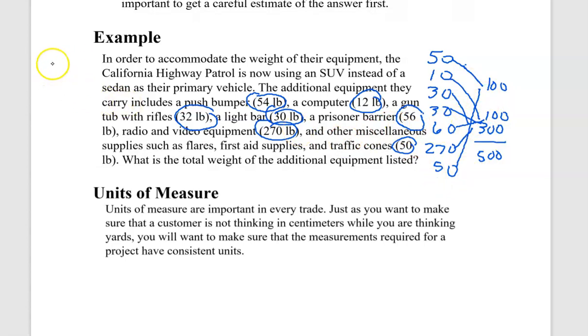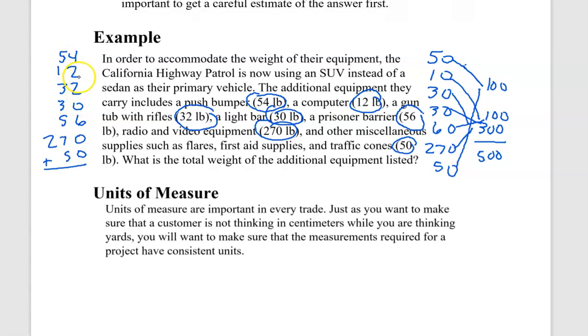Now, if I want an exact answer, remember we have to line these up. So 54, 12, 32, 30, 56, 270, 50. And it's not that this is that hard to do. It's just harder to think about these numbers sometimes whenever you're having to get the exact answer.